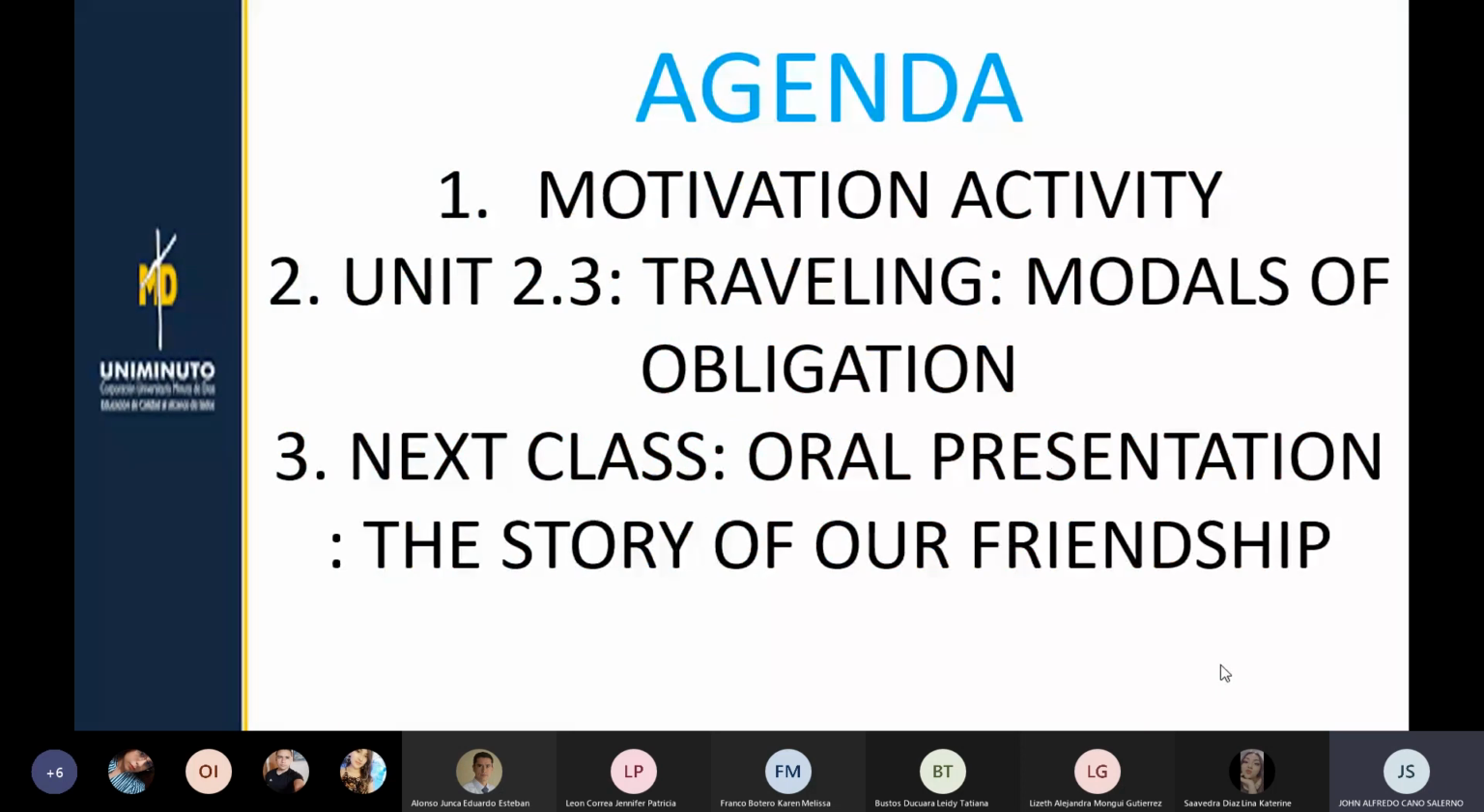First, we have our motivation activity. As always, in this motivation activity, we are going to continue talking about modals: have to, must, and need to. Number 2, the unit 2.3, traveling, modals of obligation, and number 3, the explanation about the next class. Remember that next class we have our oral presentation about the story of our friendship. At this point, I'm going to explain this part in Spanish in order that you understand the general idea. So don't worry. Well, let's start with our class.